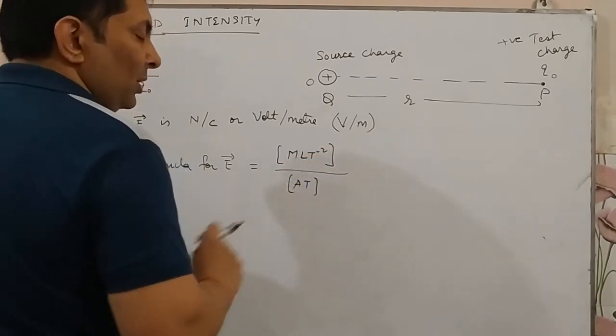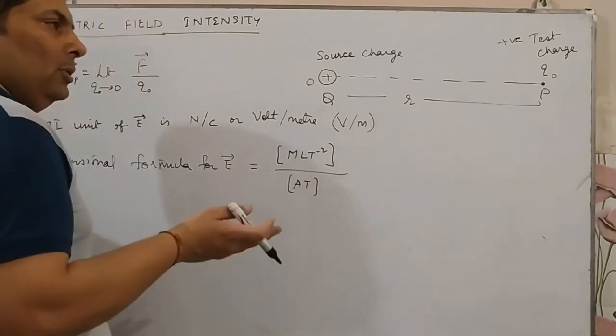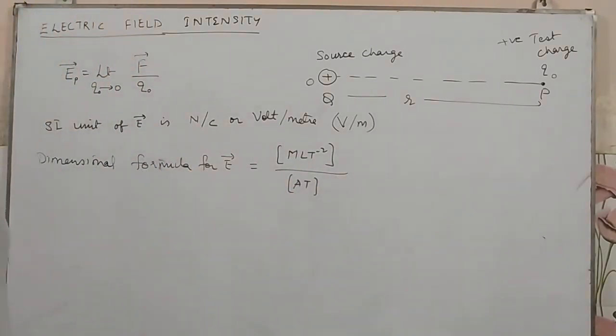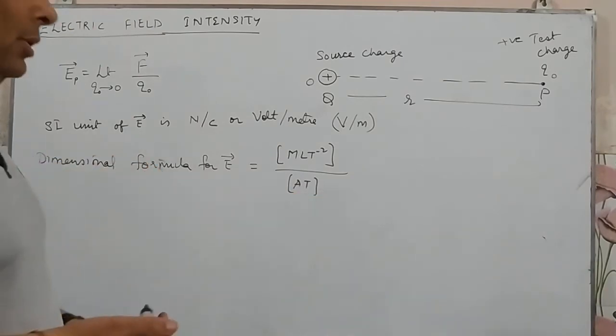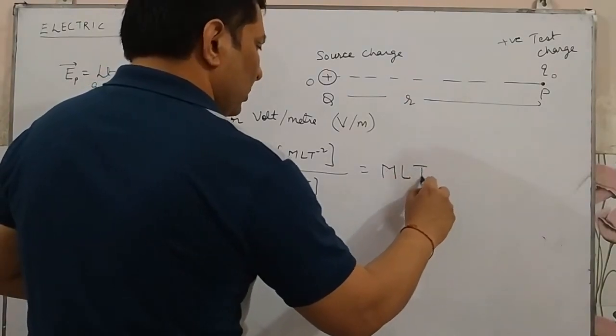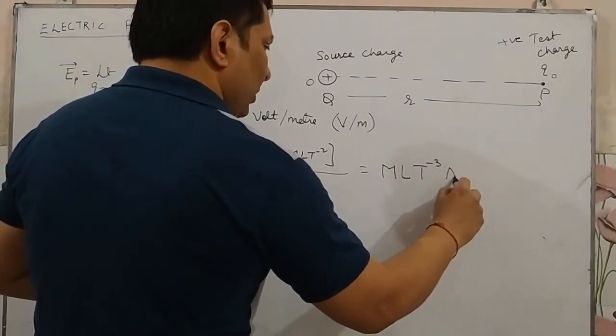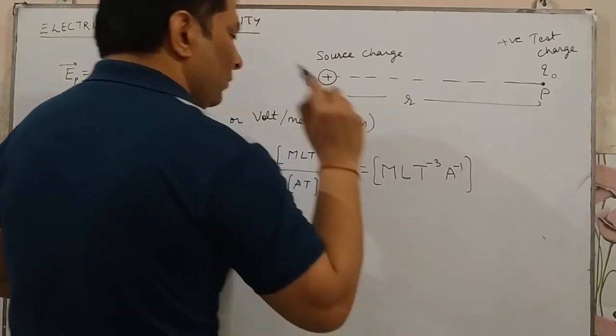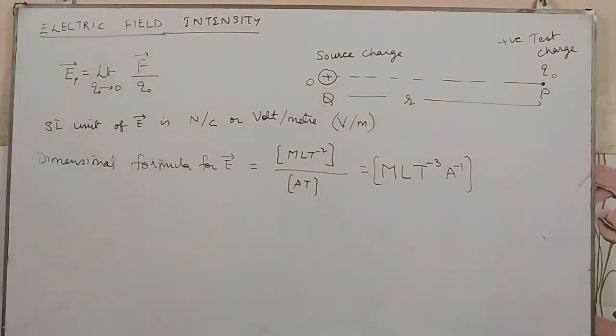The dimension of charge is AT. Why? Because the current is equal to charge upon time, then charge equals current multiplied with time. That is ampere into time. So the result obtained is M L T^-3 A^-1. This is the dimensional formula for the electric field intensity. Okay.